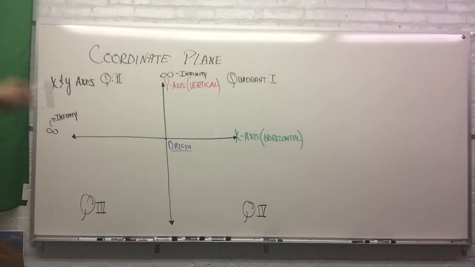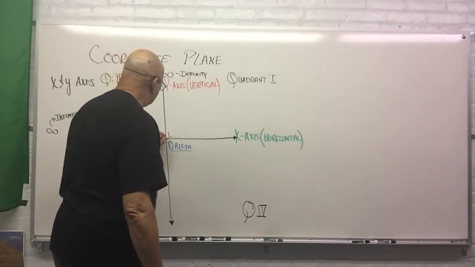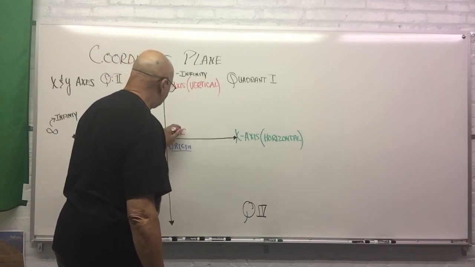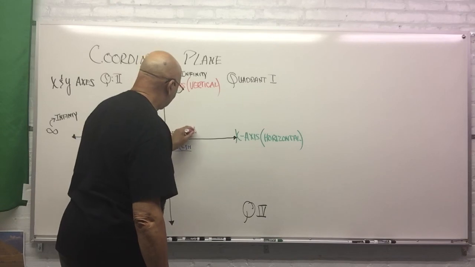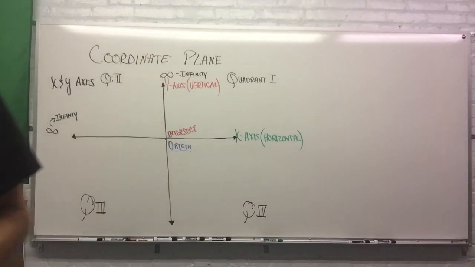So we have our coordinate plane. We have the y-axis, which is vertical. We have the x-axis, which is horizontal. We have the origin, which is where the two intersect. Intersect is a word that you know because it's where two lines cross. Intersect. So the origin is the point of intersection.